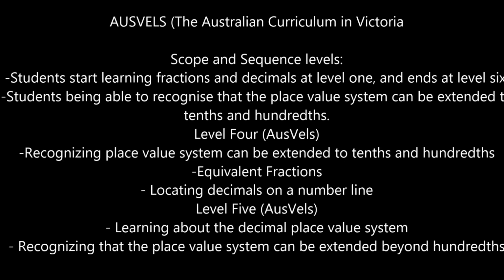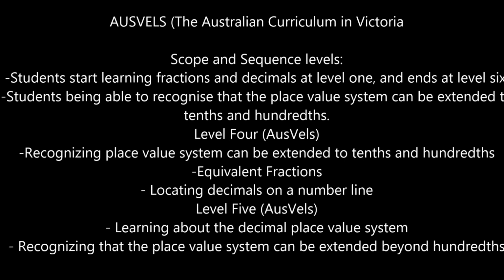According to Australian Curriculum Victoria, the scope and sequence level that students start learning fractions and decimals starts at level 1 and ends at level 6. At the start of level 4, the scope and sequence of fractions and decimals begins with students being able to recognize that the place value system can be extended to tenths and hundredths. It makes connections between fractions and decimal notations.